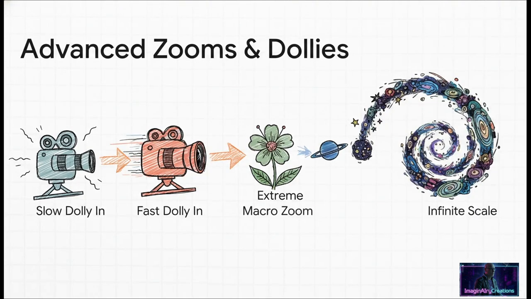And you can get so specific with this stuff. A slow dolly in is perfect for building suspense. A fast dolly in gives you that dramatic punch. But you can also get way more creative. Try prompting things like extreme macro zoom to see tiny details, or even something totally out there like cosmic hyper zoom or infinite scale. You can create shots that would be literally impossible with a real camera.